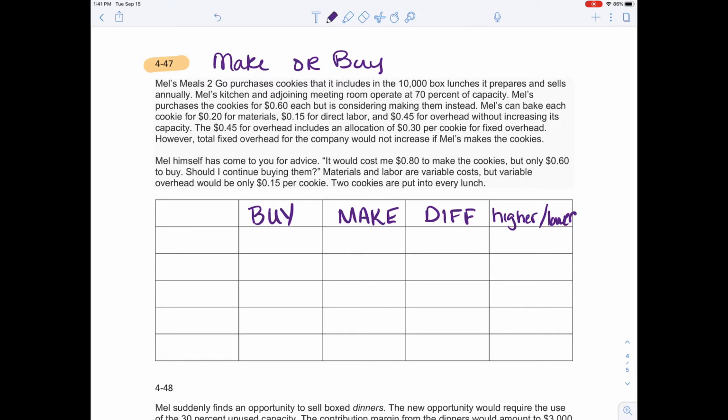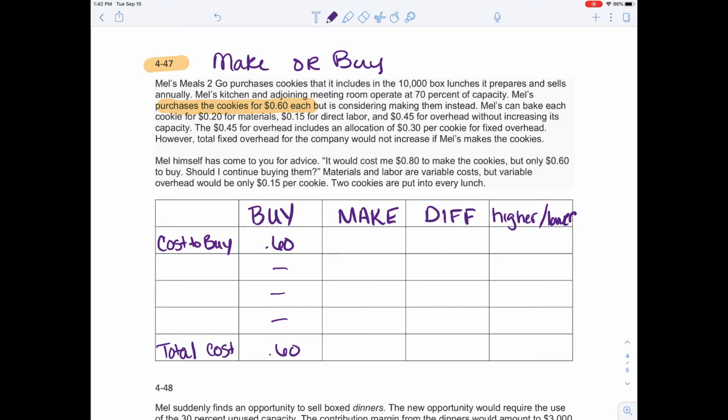So we're going to look at some of the costs that go into the make or buy and compare those costs. When we're looking to buy it, the only thing you need to consider is the cost to buy. The cost to buy is 60 cents. I read through this and it tells me that to purchase these cookies is 60 cents each. That's the only thing we need to consider if I buy it. We want to find our total cost.